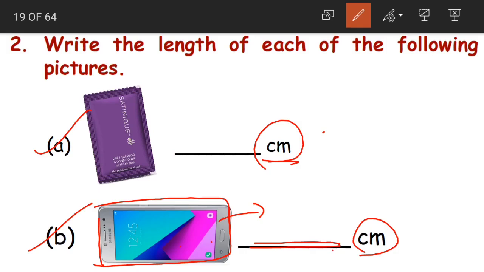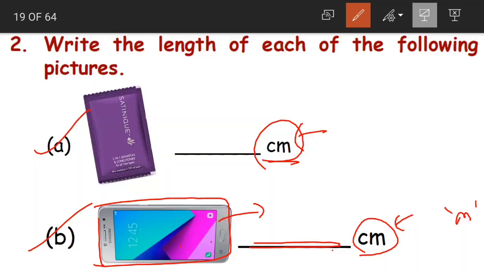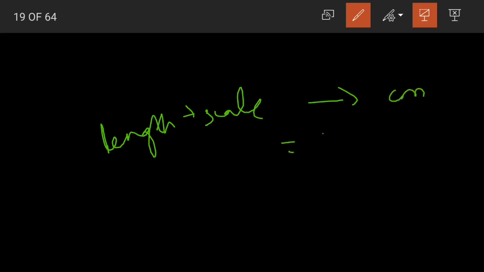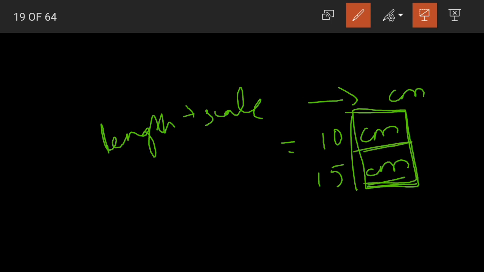Again, while measuring, children, it's important that you write centimeters or meters. Just like in the money chapter, what did we do? We used rupees or paise. Yes, before or after writing the number, we mentioned whether it is in rupees or in paise. In the same way, even in the measurement chapter, it's always important that if you have measured the length using a scale, then the length would be in centimeters. So whatever answer you get, you have to write it in centimeters. Say 10 centimeters, 15 centimeters. This is called the unit here, centimeters.